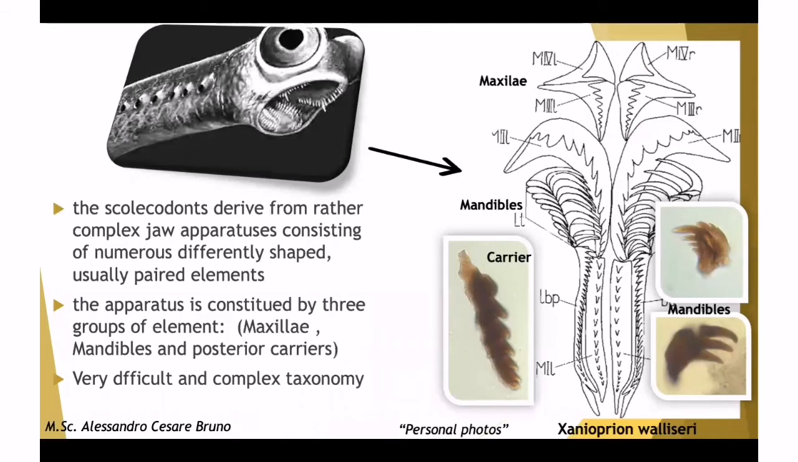And what are colecodonts? Just to understand, we can see this picture. In this picture, we can see that colecodonts generally derive from a very complex jaw apparatus that has different structures and shapes, from extinct polychaetes, like this worm. We can see the mouth of this worm is characterized by different jaws, and these jaws are what is found. The apparatus is characterized principally by three groups of elements: the maxillae, the mandibles, and the posterior carriers. And for this reason, the study of colecodonts is very complex.